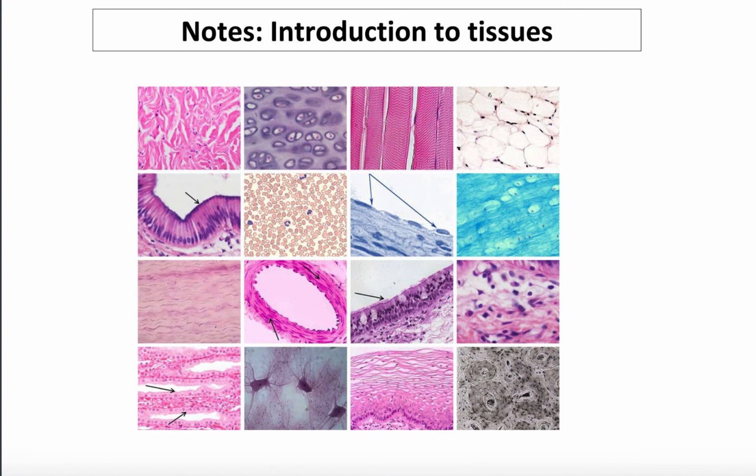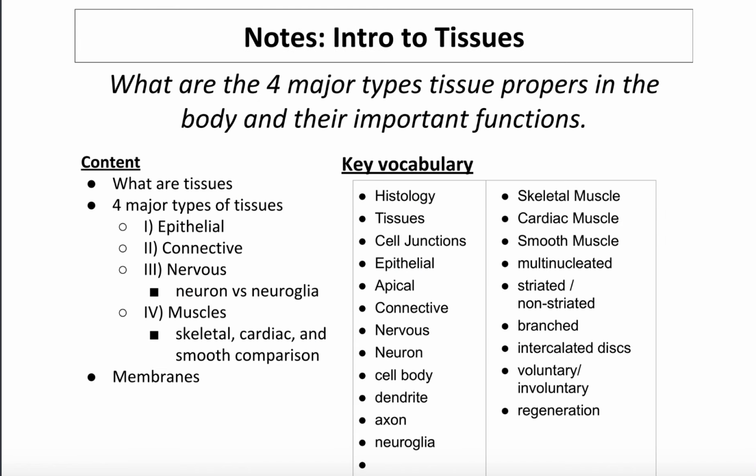Hi everyone. These are the notes that are going to introduce you to tissues and the major classes of tissues. So, what are the four major types of tissues? And sometimes we call it tissue proper, meaning legitimate tissue categories, not weird blended tissue categories. What are the four major types of tissue propers in the body, and what are their important functions?